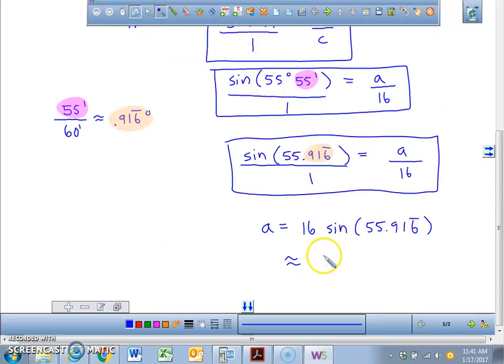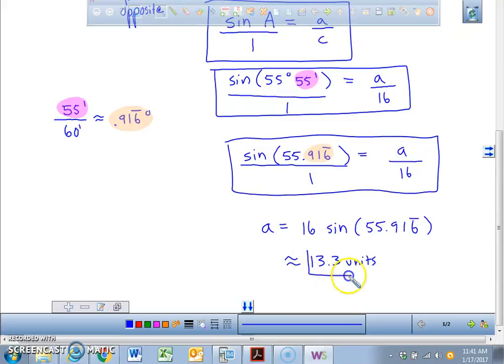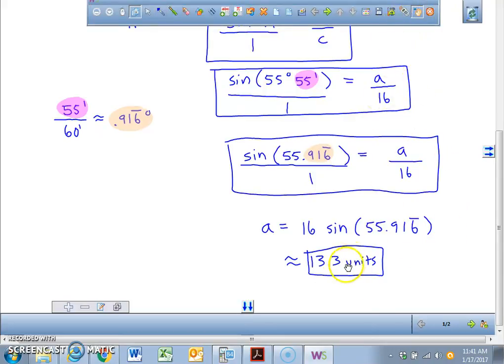Check, hit the mode button. Make sure it's in degree mode. Oh, it's in radians mode, isn't it? Yep. Show me where it says degree mode. Oh, look at that answer. Looks familiar. So listen, at this point, you are now finished with number 1.